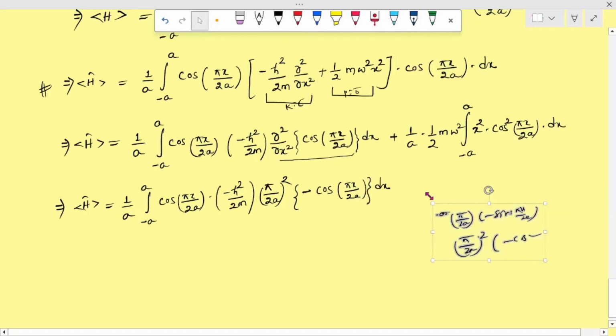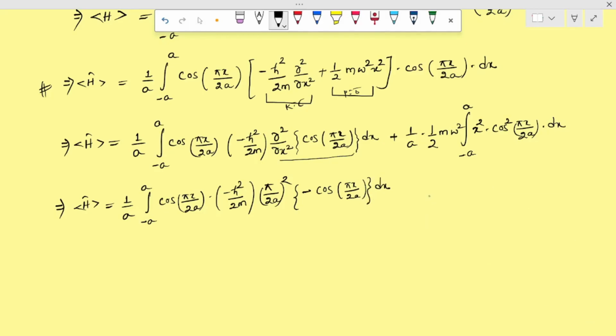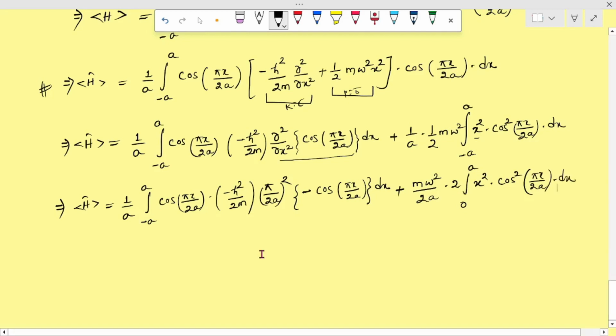Okay, and the second integral will be m omega square by 2a. Here x square is even, cos square is also even. So this is an even function, and can be written as 2 into integral from 0 to a of x square into cos square pi x by 2a into dx.